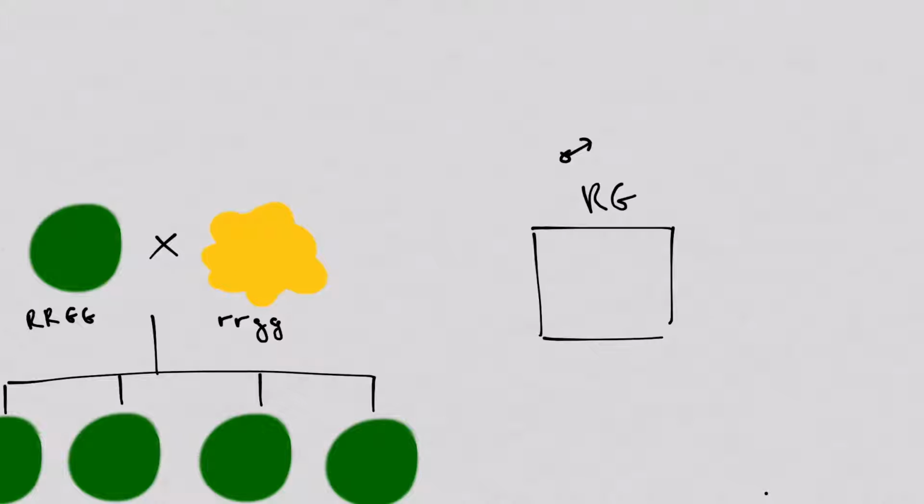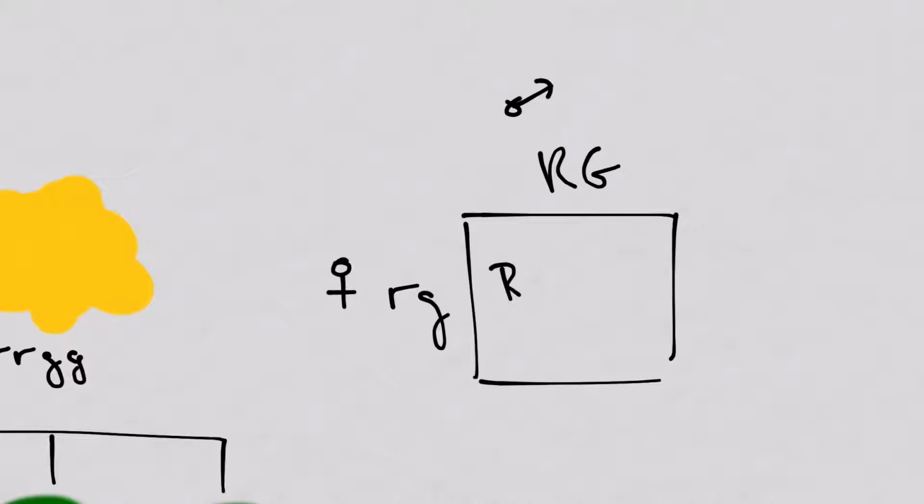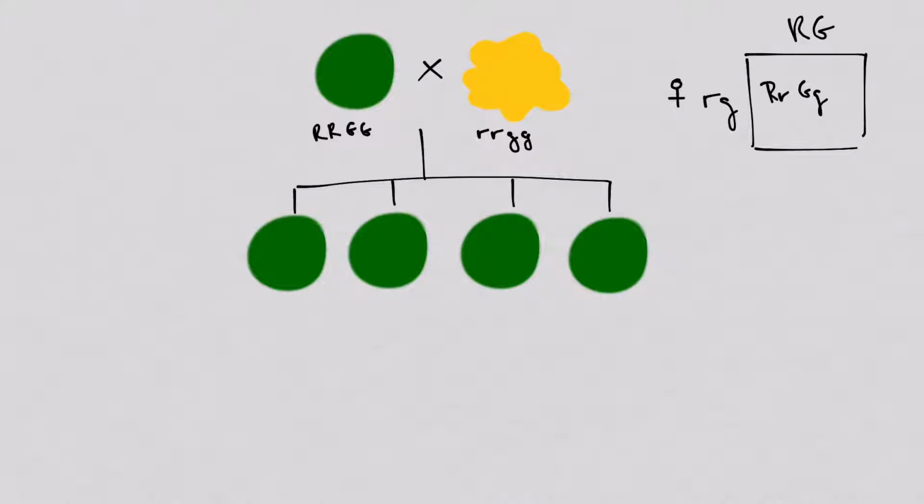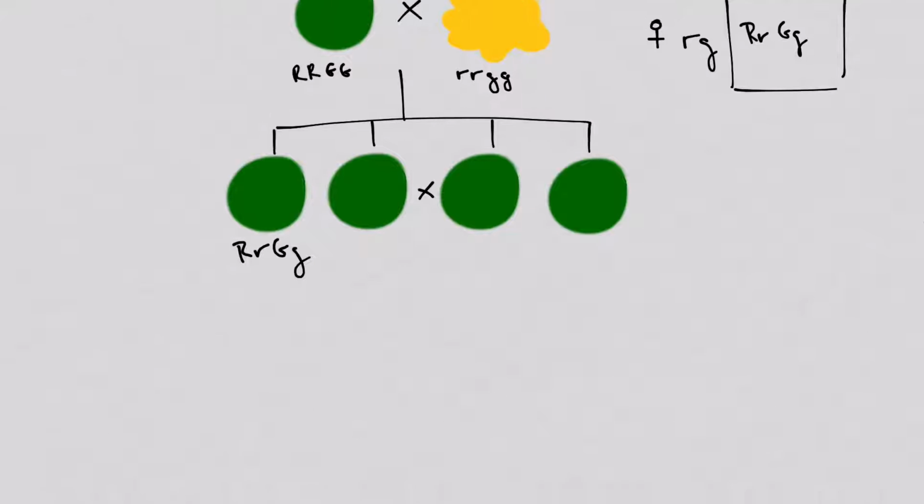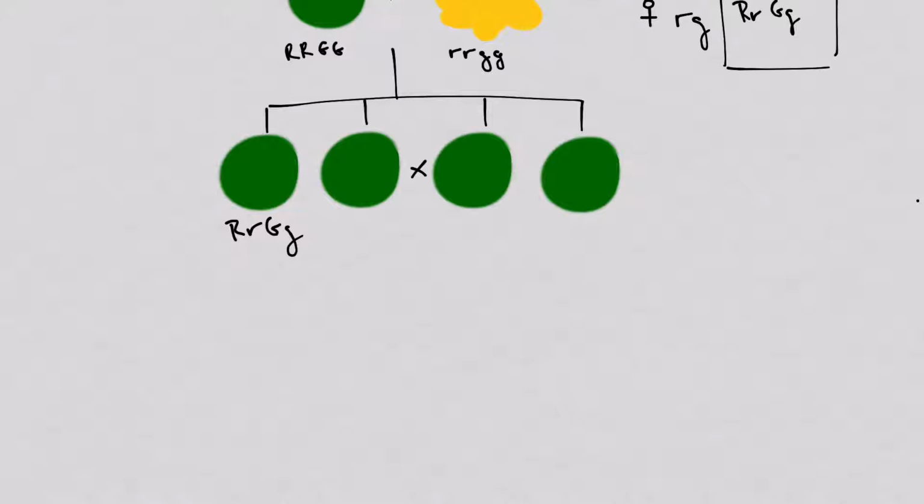He only makes these gametes, and the mother only makes little r, little g gametes. So all their children will be little r, big G, little g. So all of these offspring here have this big R, big G, little g. So each of them has the same phenotype and genotype.